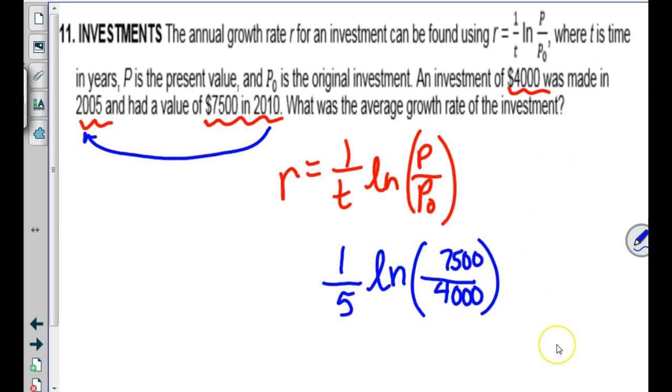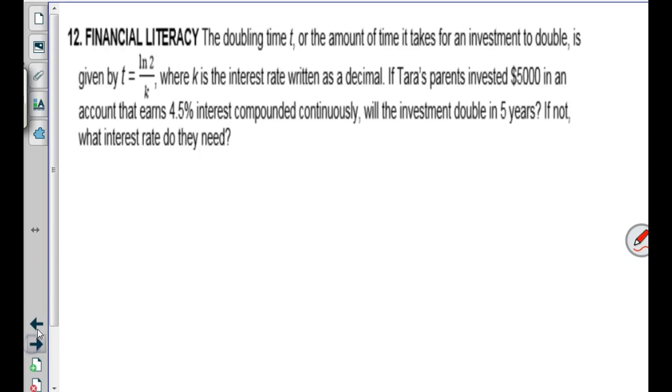0.126-ish is an interesting answer. Does anybody know why? So the rate of growth was 12.6%. In this economy, that would be awesome. Especially over only a 5-year period.